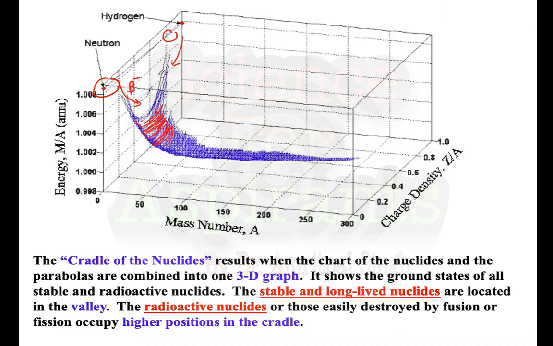So the heavy nuclides tend to decay by alpha particle emission or by fission, popularly from these high positions. So these are all undergoing beta minus particle or alpha emissions.